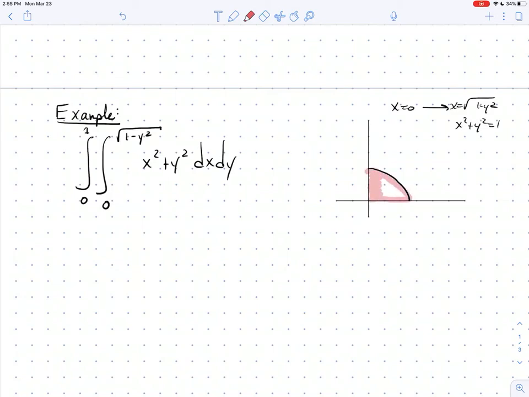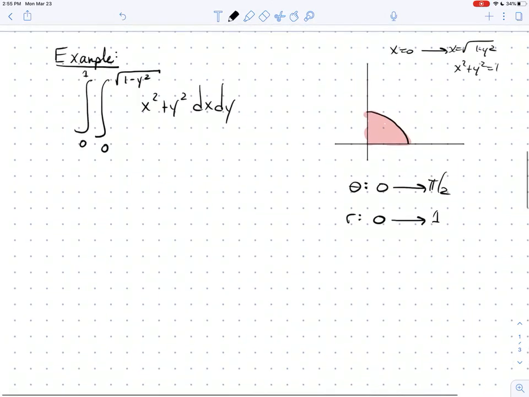I'm not going to take the time to draw this too neatly. That's our region of integration. In terms of polar, it's pretty easy. What's theta doing? Theta is going from 0, and we're swinging up to pi halves. r is starting at length 0, and then you just want to extend out to length 1. So we're ready to make the switch now.